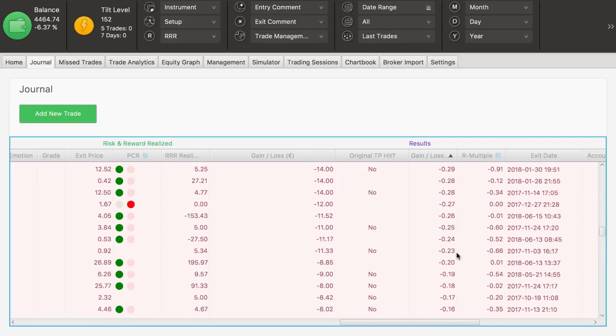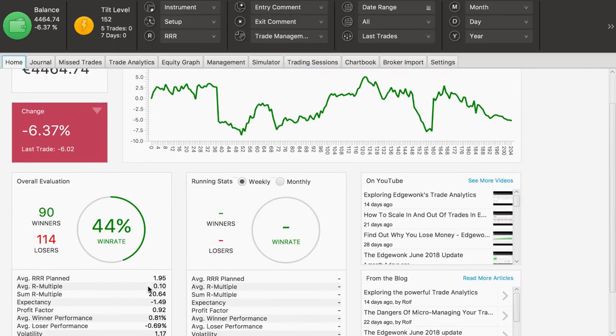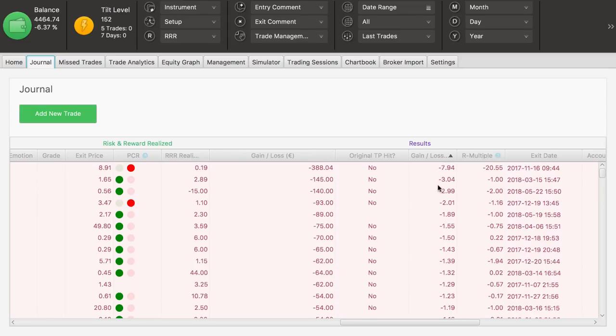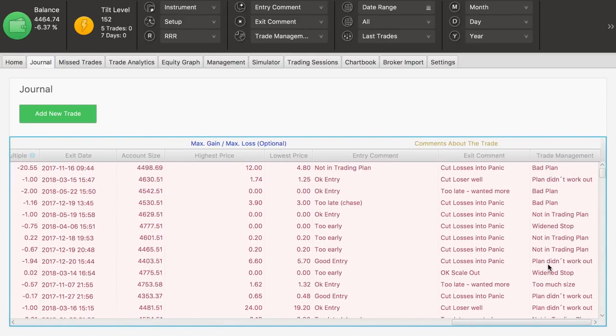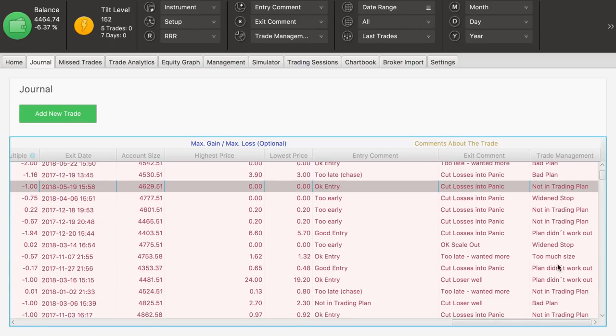If we compare it, on average he has, as we saw in the home tab, the average loss is -6.9, the average win is 0.8, but you can see here the outliers, they at times become quite large, -8%, -3, -3, -2. So there's definitely something that the trader needs to work on. And when we go here to the right, we can see his trade comments, and there are a few things that really stand out, especially here in the trade management. He often uses the tag here, bad plan or widened stop loss, not in trading plan, and those are the ones that we should really focus on.